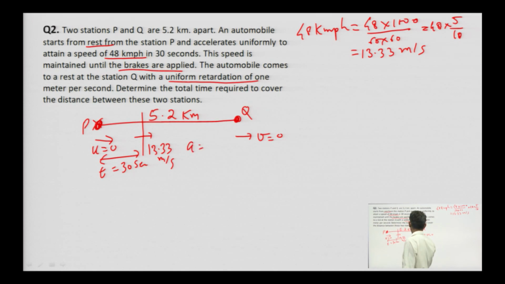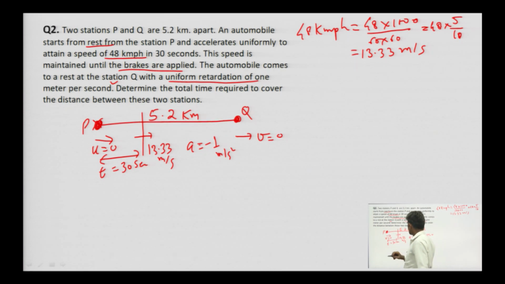with uniform retardation. Here the value of a, retardation, means minus. With uniform retardation of 1 meter per second square. So, it is minus 1 meter per second square. Determine the total time required to cover the distance between these two stations, right. So, the question is what?